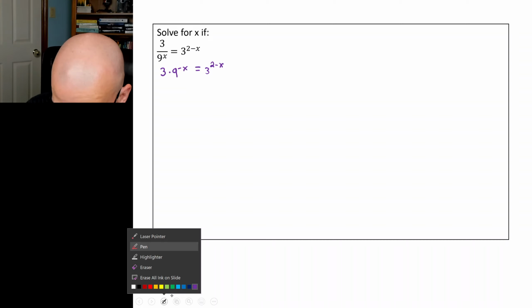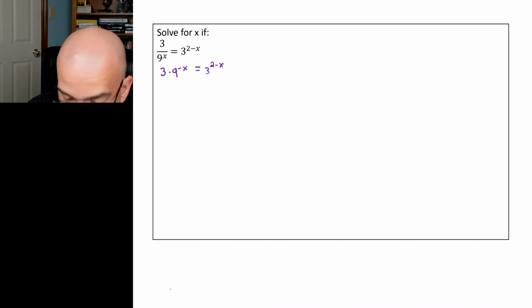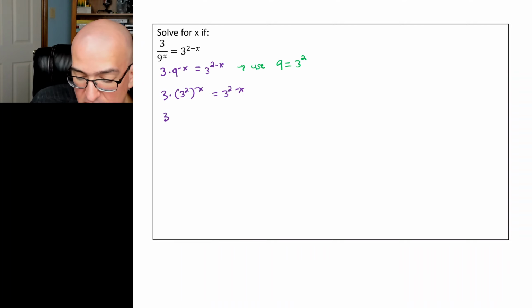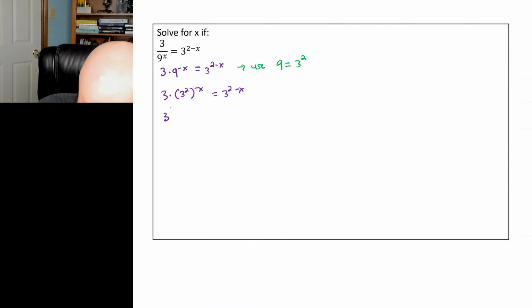Now we'll convert the 9 into a base 3. We'll use the fact that 9 is equal to 3 squared. So 3 times 3 squared to the negative x is equal to 3 to the power of 2 minus x. I'm also going to do something a little bit sneaky. I'm going to call this 3 to the power of 1 times 3 to the 2x is equal to 3 to the 2 minus x.